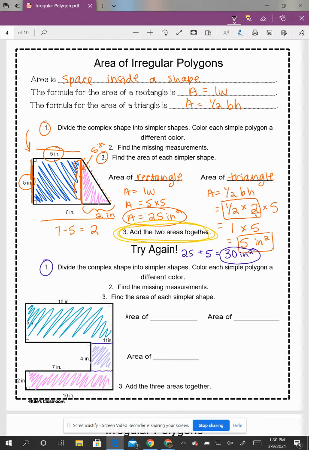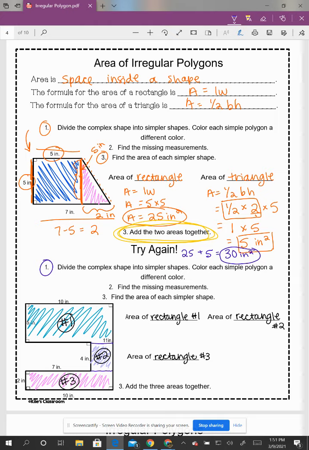Now, what I like to do is I actually like to label each of these rectangles. So I'm going to call this rectangle number 1, rectangle number 2, and rectangle number 3. Area rectangle number 1, rectangle number 2, and rectangle number 3. When I'm looking back at my work, you'll be able to really easily see which ones did you make an error on.